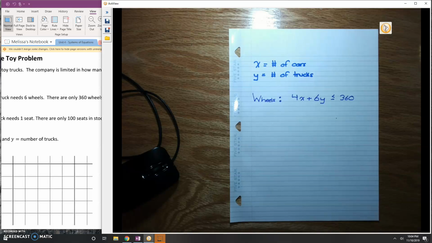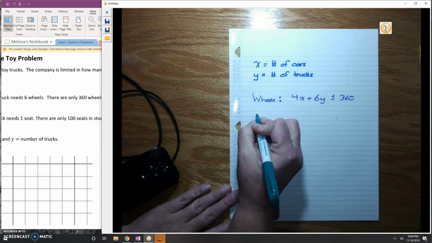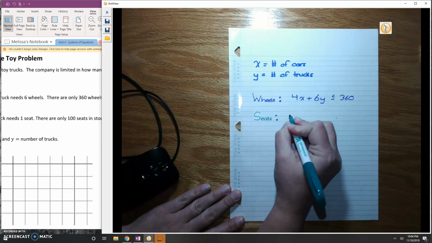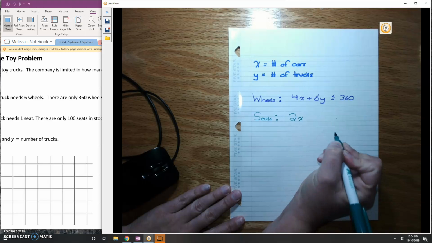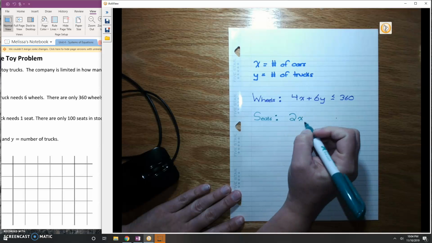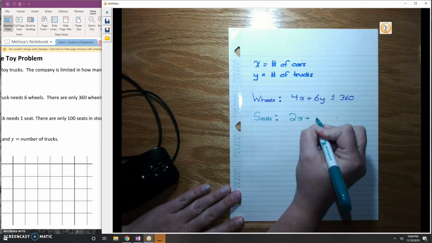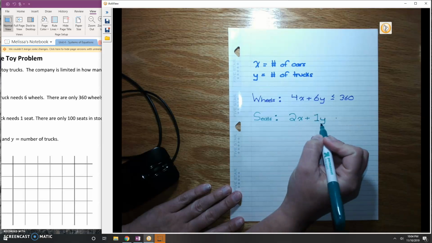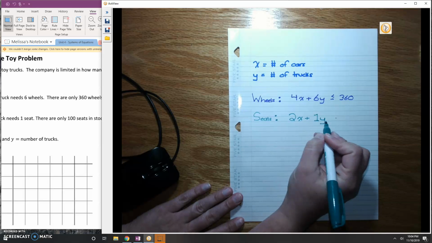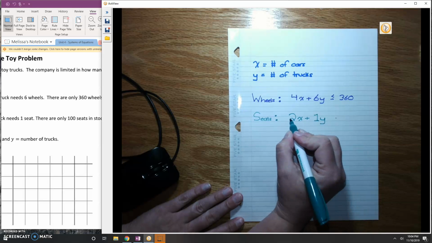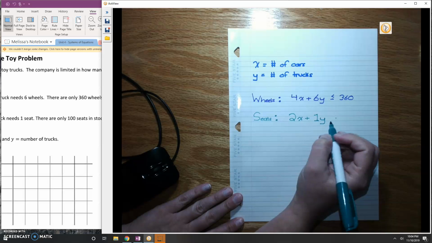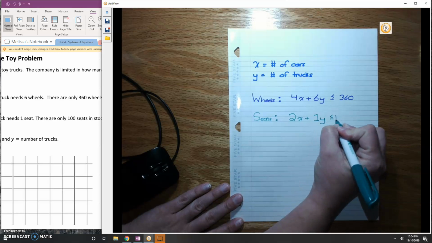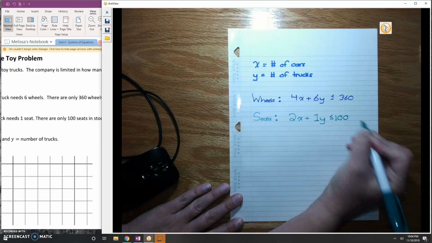Now let's talk about our seats. We're going to have a separate issue. Our cars need 2 seats, and our trucks only need 1. So you can add a 1y, or you could just say y there. Currently I have 2x plus 1y, and I have 100 seats in stock. So this needs to be less than or equal to 100.